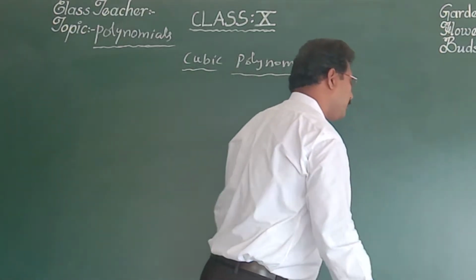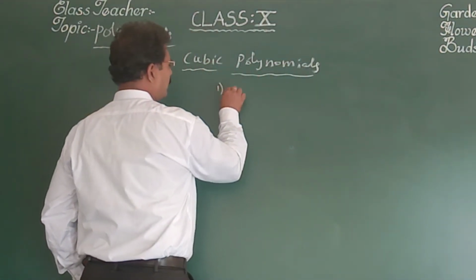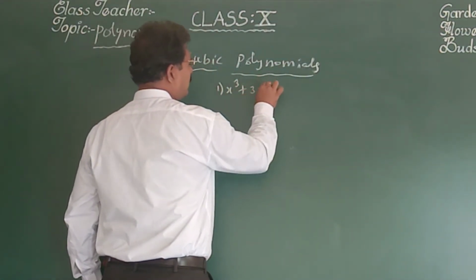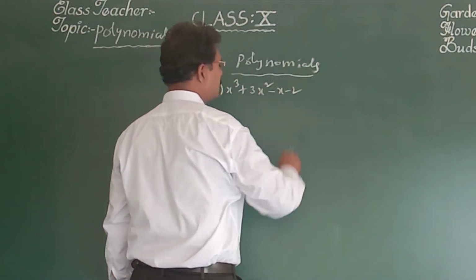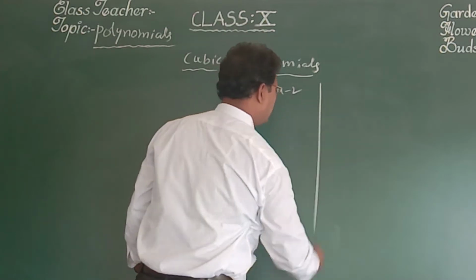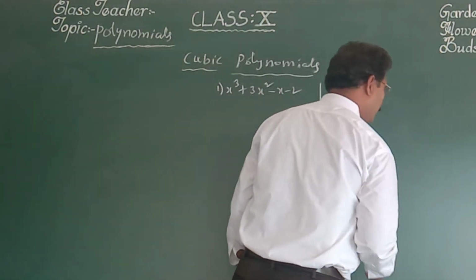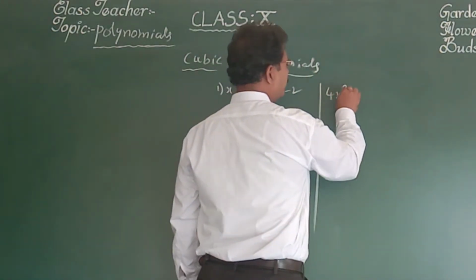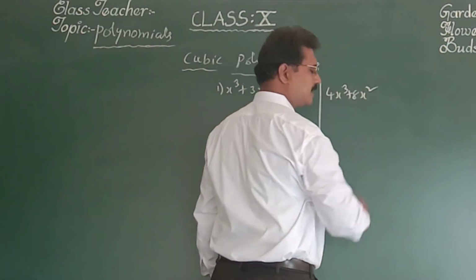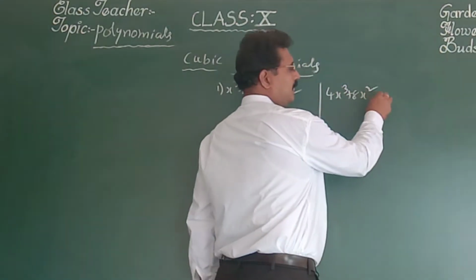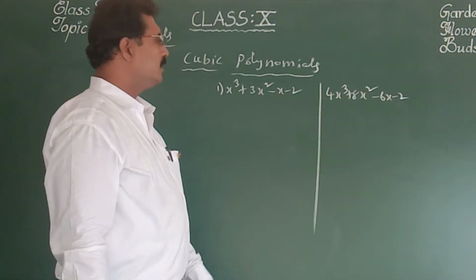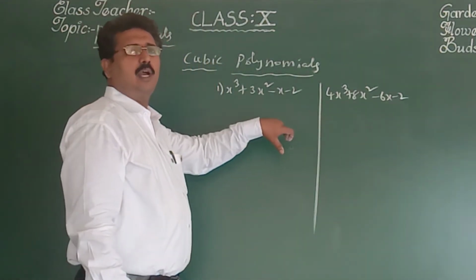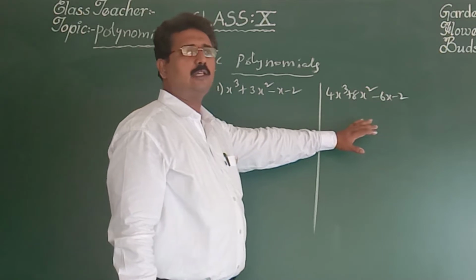The cubic polynomials are x cube plus 3x square minus x minus 2, and 4x cube plus 8x square minus 6x minus 2. These are the polynomials. We have to write the given polynomials' roots.